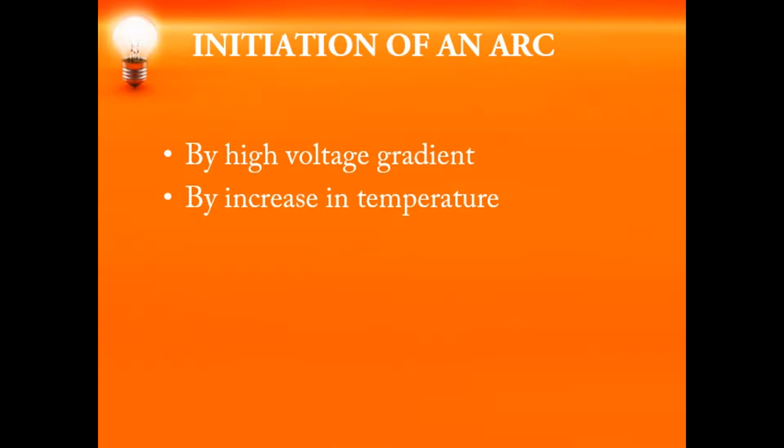So next is initiation of an arc. I have told you now that when the contacts get separated, an arc is struck between the contacts of the circuit breaker due to ionized particles. How actually do the particles get ionized? What are the particles which are present between the contacts of the circuit breaker?